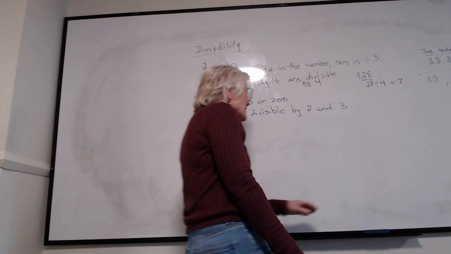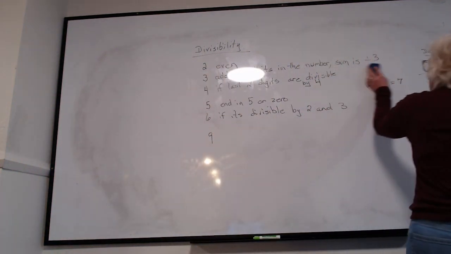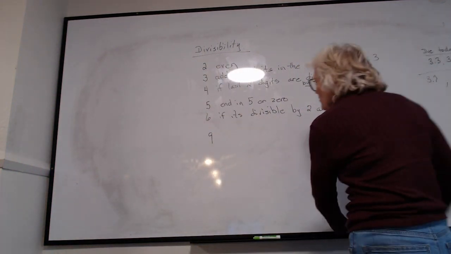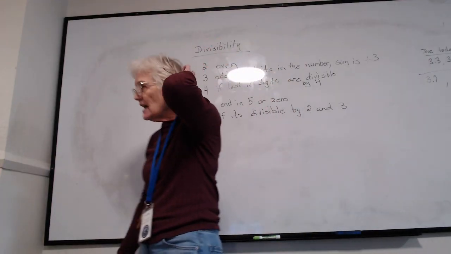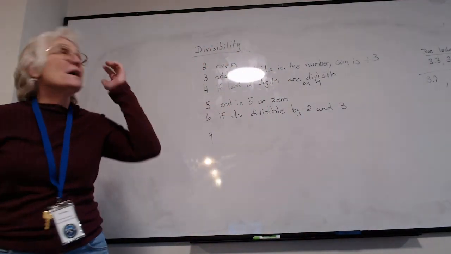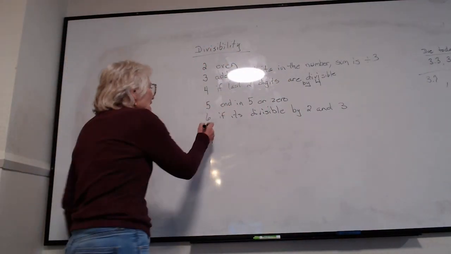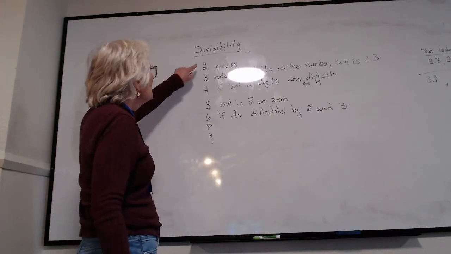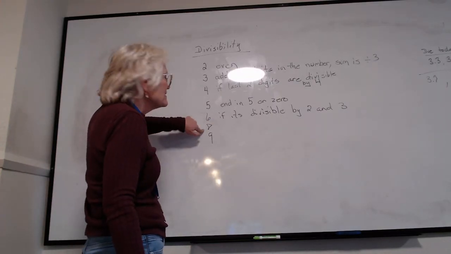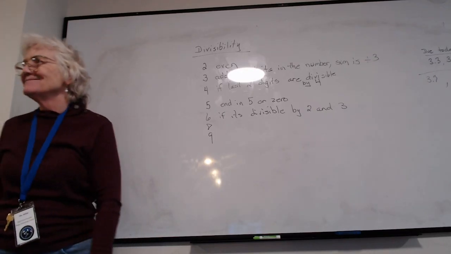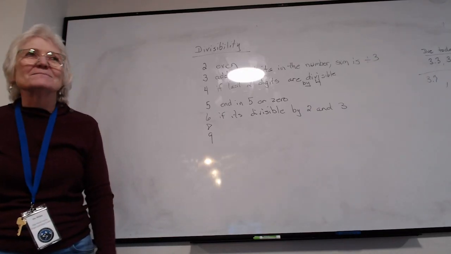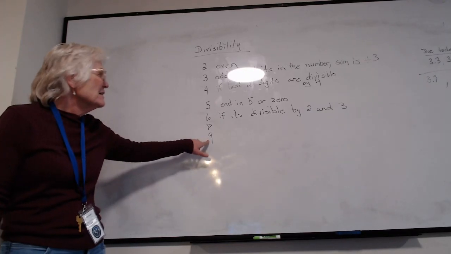There's one more that's kind of key for people. For 9, we can do it pretty fast. Oh, by the way, if you want to check 8, if it's divisible by 2 and 4, then it's also divisible by 8. Most of the time.